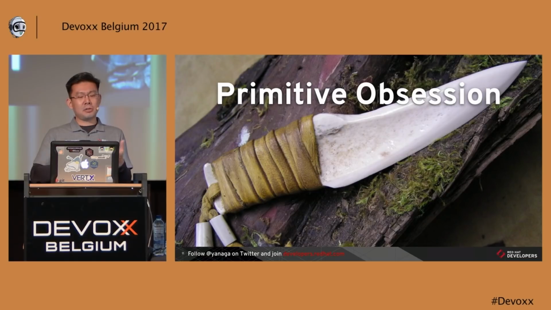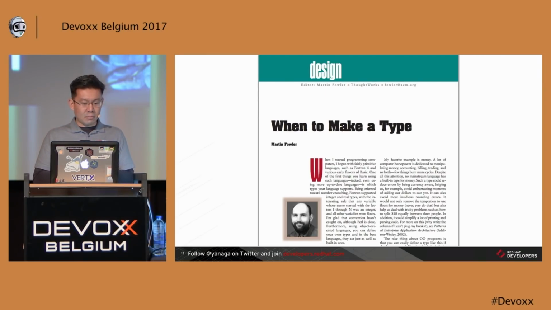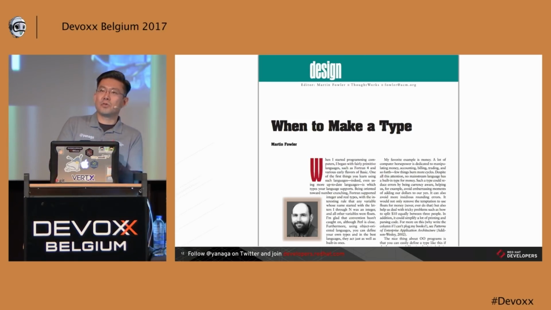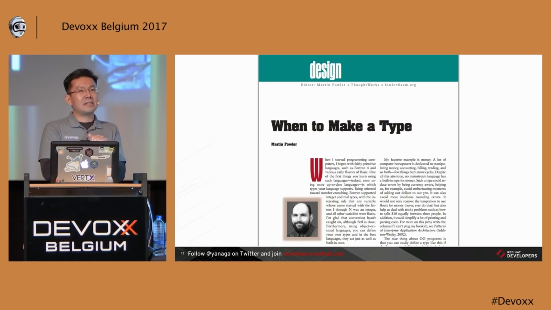So primitive obsession is an anti-pattern or a code smell saying that if you don't know if you should be creating a custom type, your own type for defining something in your software, then maybe you should. Because it's much easier for you to remove a custom type than to later try to add one to your code. And we have this nice article from Martin Fowler, When to Make a Type, which basically describes some of the reasons for you to create a type in your software, which is basically, if you're using Java, to create a new class to represent an abstraction in your code.